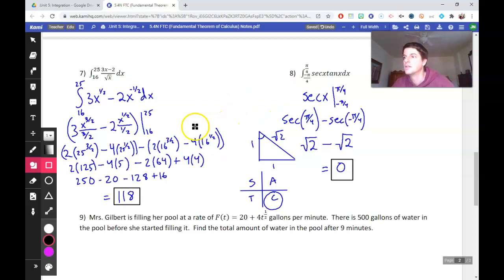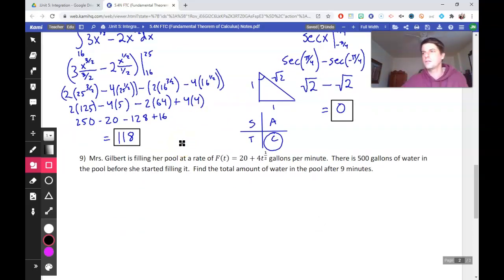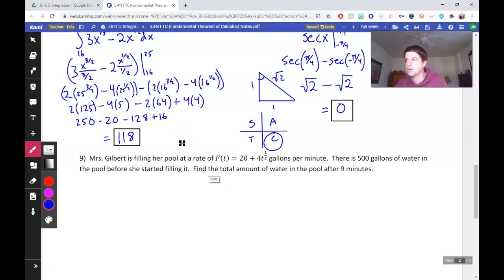Okay. Now we get this little word problem involving Mrs. Gilbert. Mrs. Gilbert's filling her pool at a rate of this. Okay, so a few things to notice. First of all, it says rate. The word problem is also nice to us and gave us capital F, okay? That's going to be important. You also see it's gallons per minute. So it's talking about a rate here, like it said, right? And it tells us how many gallons are in the pool at starting, like at the very beginning. And it asks us to find the total amount of water in the pool after 9 minutes.